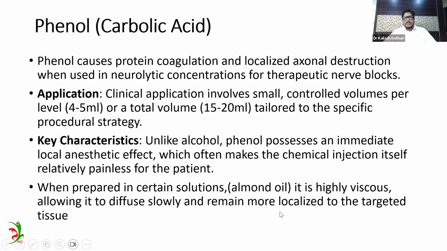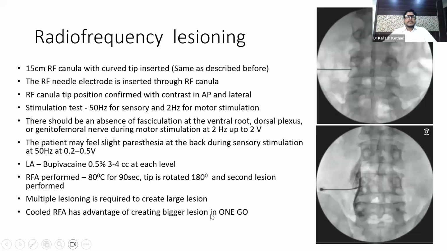And unlike alcohol, phenol has an immediate local anesthetic effect, which often makes the chemical injection itself relatively painless for the patient. So the patient may feel pain reduction even with the phenol injection. And when it is prepared in almond oil, it is highly viscous and normally does not spread vigorously through the tissues, and the effect remains only in the localized area. So that's the safety margin when you are using almond oil phenol.